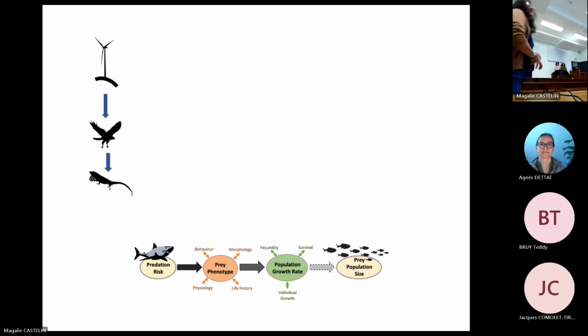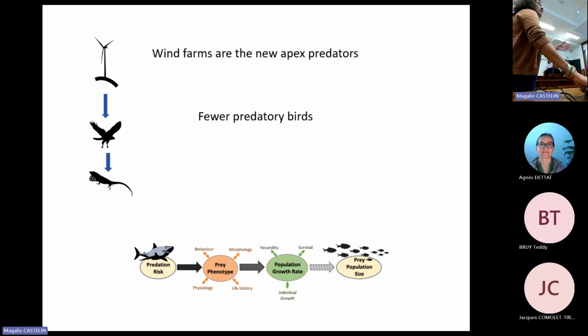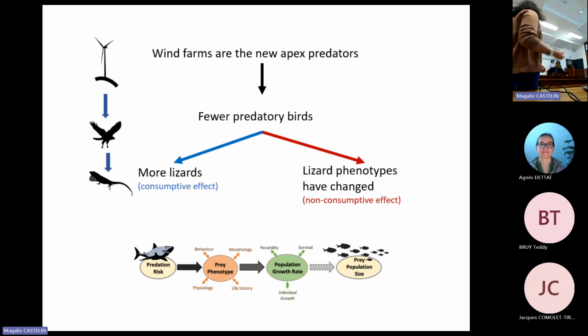Okay. So this means if I'm trying to link that to a food chain, right? The wind turbine situation resulted in fewer predator birds, and it actually meant that we created a new food web where the wind farms are the new apex predator, right? Because it's taken the lower level away from it. So now wind farms are the new apex predator. It's resulted in fewer birds. It's resulted in more lizards and changed.